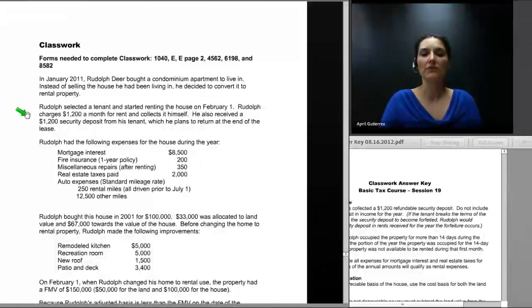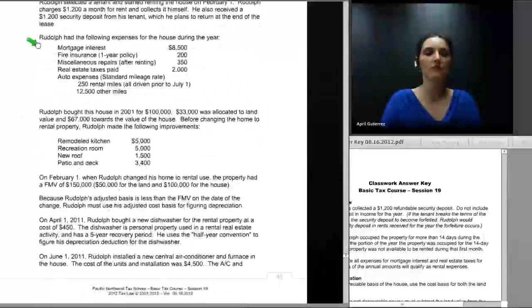Rudolph charges $1,200 a month for rent and collects it himself. He also received a $1,200 security deposit from his tenant, which he plans to return at the end of the lease. Rudolph had the following expenses for the year, including mortgage interest of $8,500, fire insurance, a one-year policy costing $200, miscellaneous repairs of $350 that he paid after he started renting the property, real estate taxes of $2,000, and auto expenses using the standard mileage rate. He had 250 miles, all driven prior to July 1, and then 12,500 other miles.